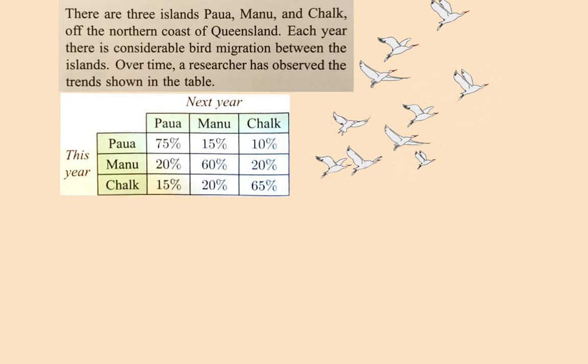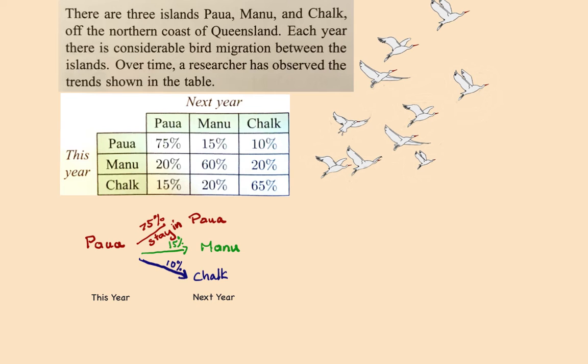Well, it means that of all the birds that are currently in Pau, 75% of them will stay in Pau, 15% of them will fly to Manu, and 10% of these birds will migrate to Chalk. So all of these percentages, 75, 15 and 10, add up to 100.